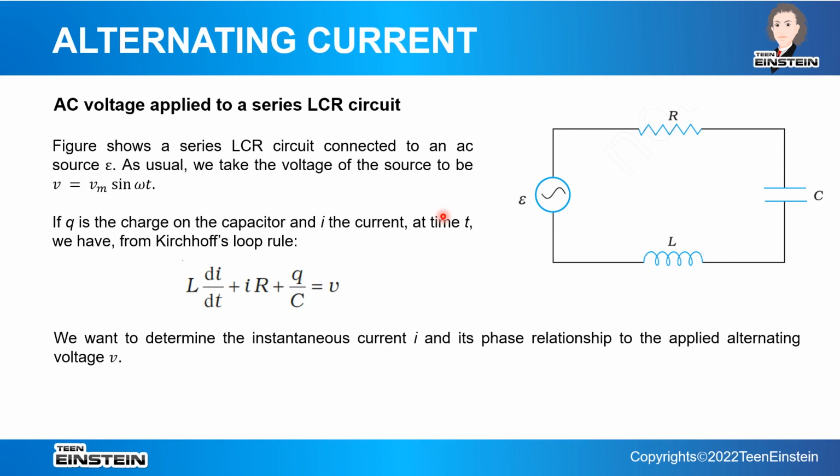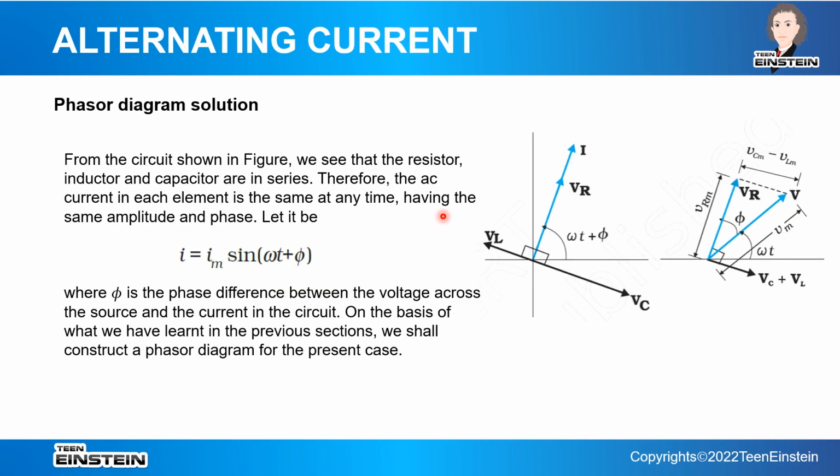We want to determine the instantaneous current, so current at a particular time and its phase relationship with the applied alternating voltage, just like we did in the previous cases. So here is a phasor diagram. Look at it. I is directly in the same place as VR. VR is the voltage across the resistor, this is the voltage across the inductor, and this is the voltage across the capacitor. I is the current.